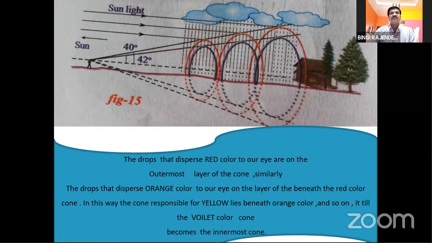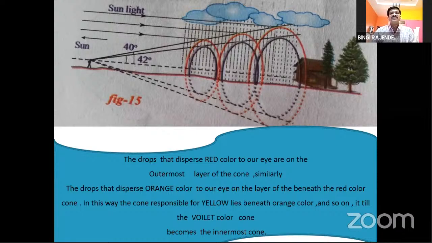It will be in the cone shape. So, a 3-dimensional cone shape. The observer will observe this bright rainbow. The drops that disperse red color to our eye are on the outermost layer of the cone. The red color is the outermost of the cone.